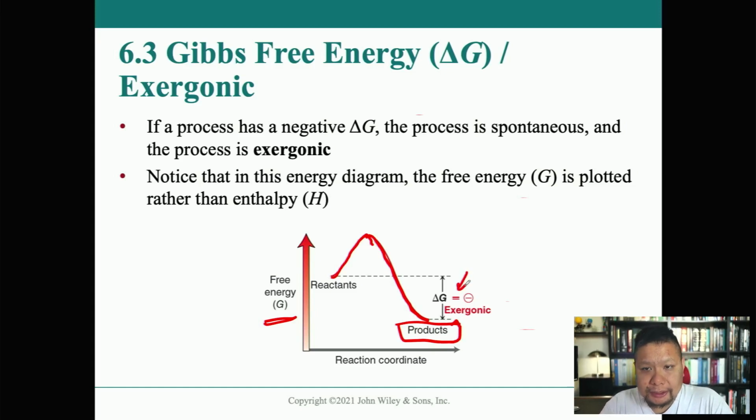But instead of calling it an exothermic reaction like you would in enthalpy terms, when we're talking about delta G or Gibbs free energy, when the delta G is negative, it's exergonic. And this in particular doesn't necessarily mean a release of heat, unlike an enthalpy chart. It means that this reaction will be spontaneous. It's likely to happen.